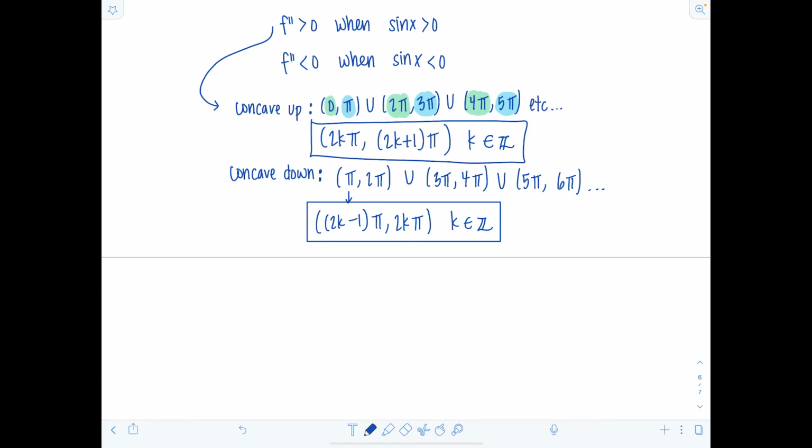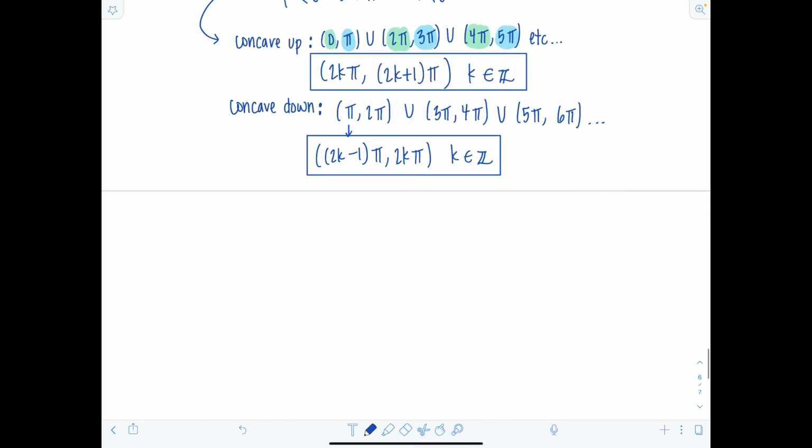That took some thinking. Okay, so that means we do have changes in concavity. So we have inflection points. Oh my goodness, yes we do. Where does the change in concavity happen? Whenever x is equal to 2k pi. All the even multiples of pi. Why not the odd multiples of pi? You tell me. Why aren't those inflection points? They're not in the domain. Very good. So those are the x values where we have inflection points.